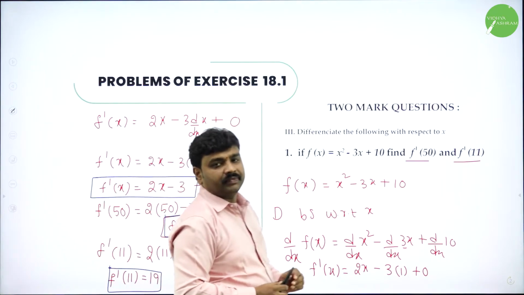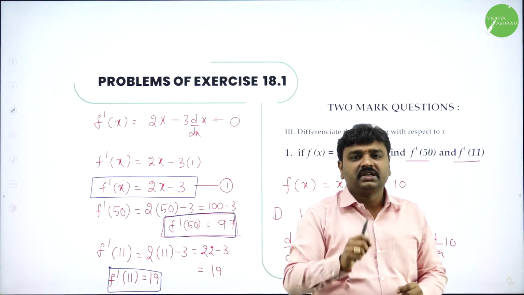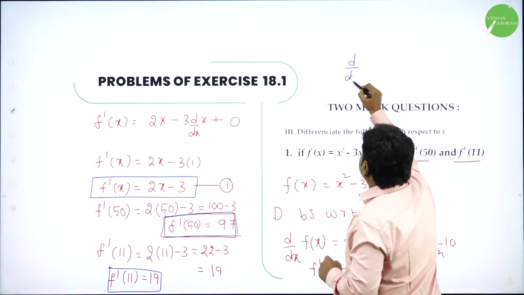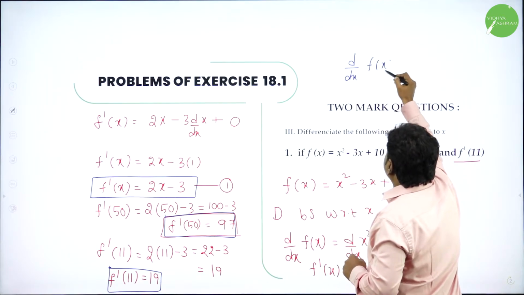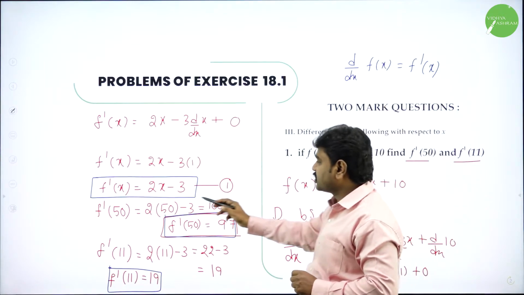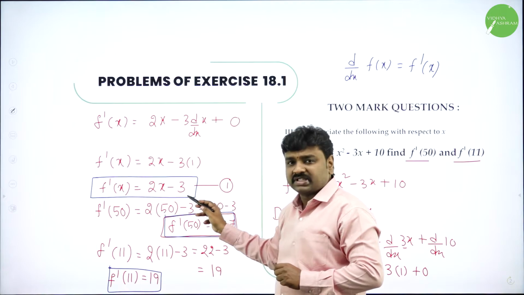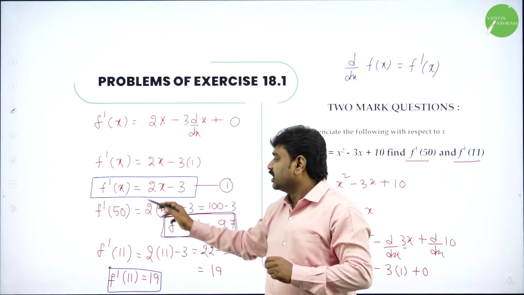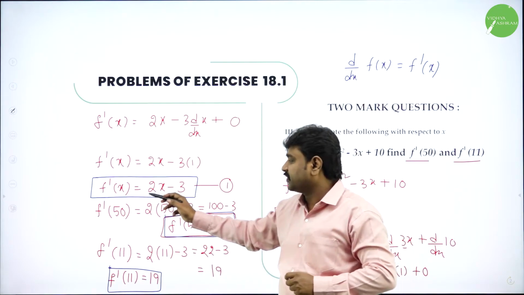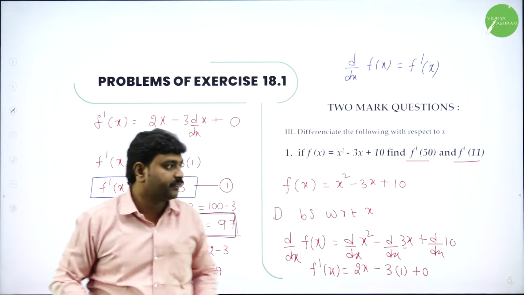Hence we have done the problem. What is meant by f dash x? d by dx of f of x. Remember, derivative of f of x, d by dx of f of x, is f dash x. For f dash of any number, first you find f dash x. f dash x is 2x minus 3. If they want f dash 50, in the place of x you put 50 on both sides. Then if they want f dash 11, in the place of x put 11 on both sides.